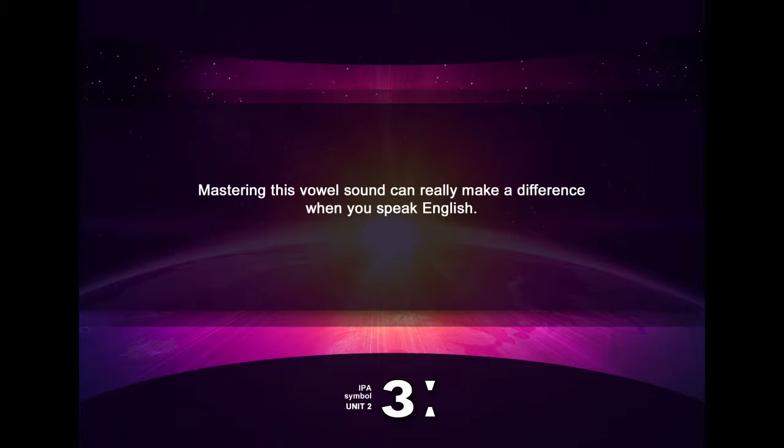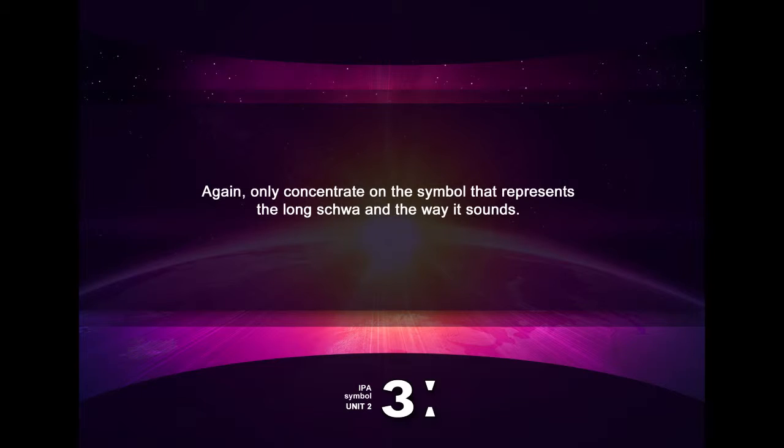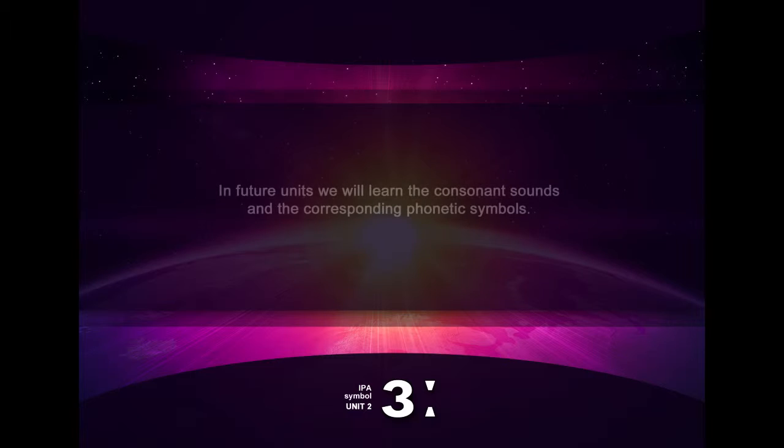Mastering this vowel sound can really make a difference when you speak English. Let's see how it sounds when you put it together with all 23 consonant sounds. Again, only concentrate on the symbol that represents the long schwa and the way it sounds. In future units, we will learn the consonant sounds and the corresponding phonetic symbols.